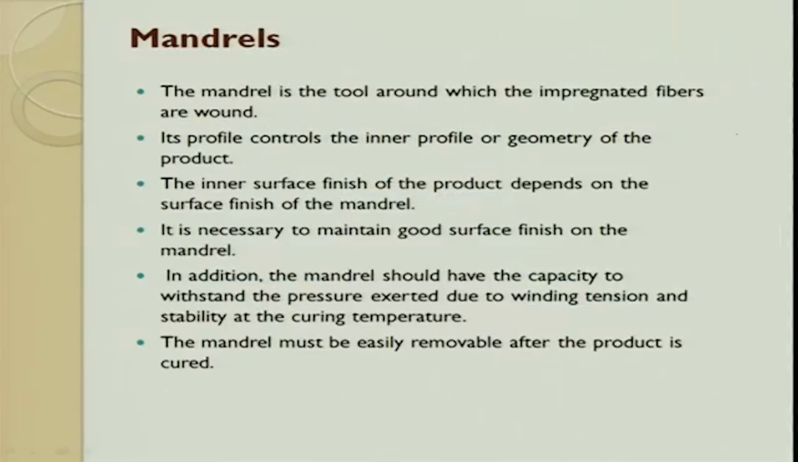So mandrel. Mandrel is a major element on which the filament is wound, or the fiber is wound. So, mandrel is the tool around which the impregnated fiber is wound. The shape of the mandrel, the collapsing nature of the mandrel plays a very, very important role, and on top of it the material of the mandrel also plays an important role. For example, you can use a polymer material, you can use wood, you can use ceramic, you can use concrete. So, depending upon those things, the finish of your product depends.